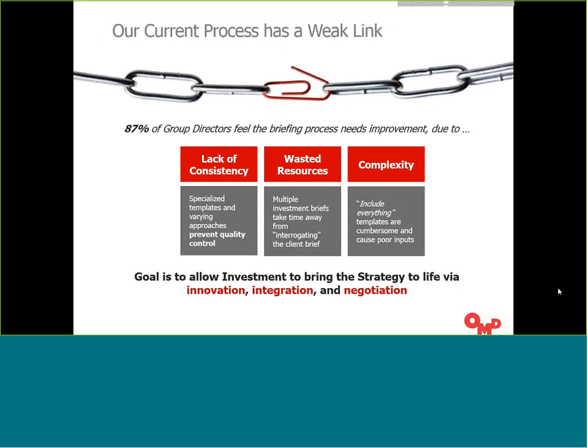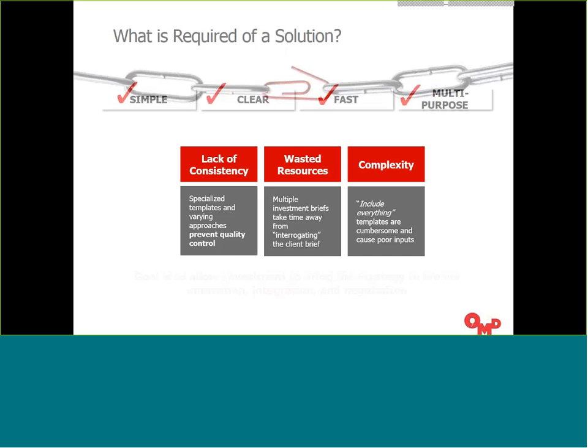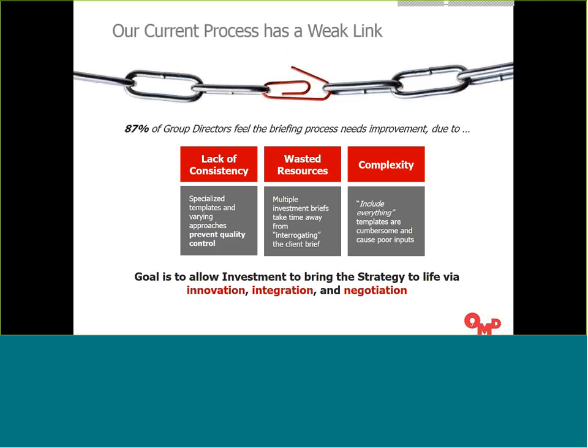Thanks, Ben. So as we discussed, the brief is a critical mechanism for strategy and investment to collaborate. And unfortunately, our current process is somewhat broken. There's a lack of consistency in terms of how each team is being briefed, and that prevents quality control. There's somewhat of wasted resources happening because there are so many current brief templates that strategy is spending time copying and pasting the same information into multiple templates instead of being able to interrogate the client brief. And there's also a bit of too much complexity in the current templates. There are too many fields, an include-everything approach, which causes some people to skip the process altogether.